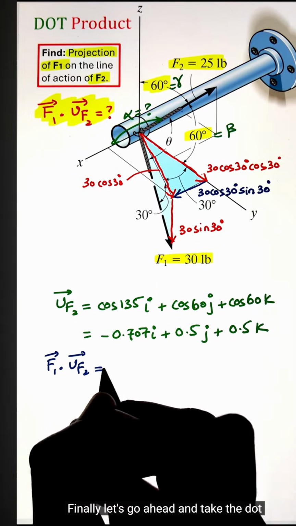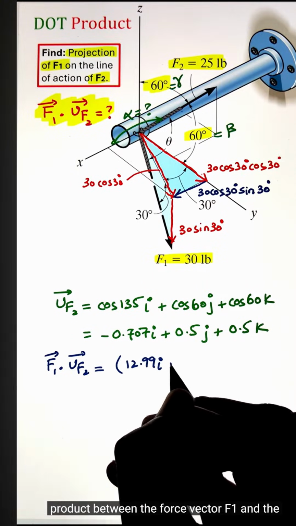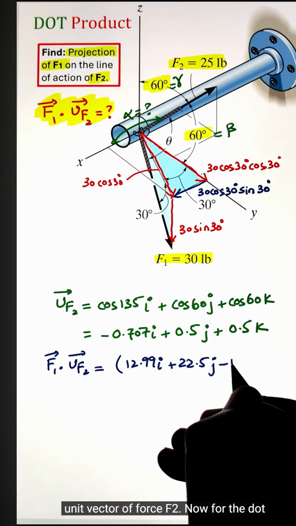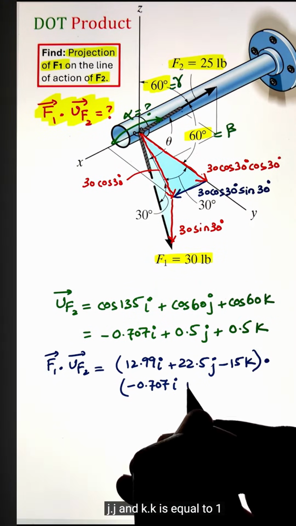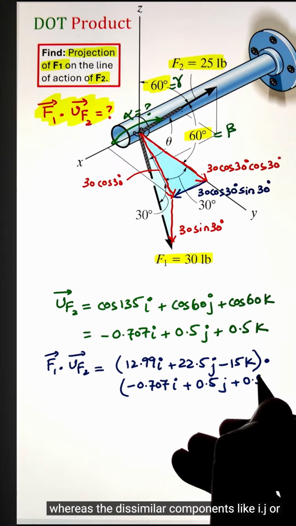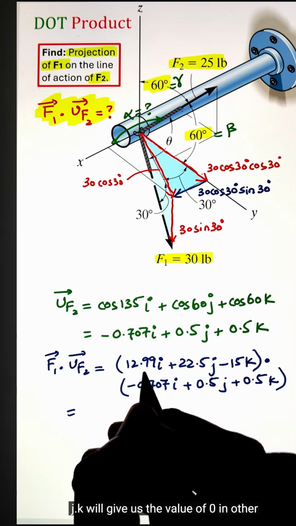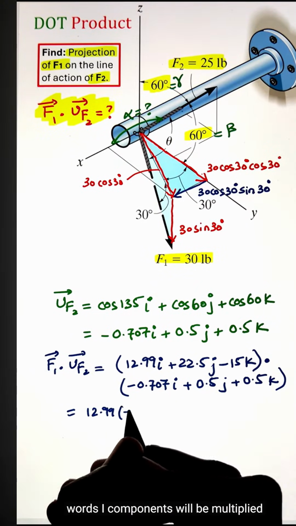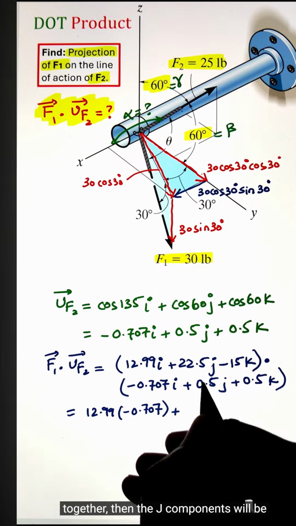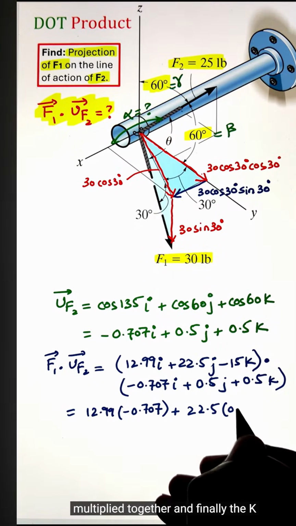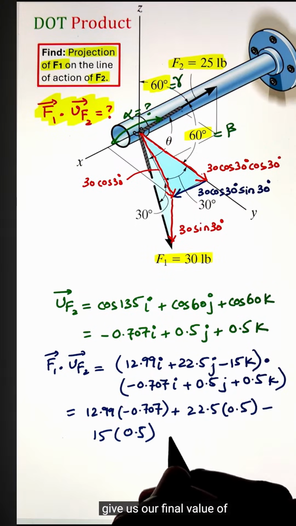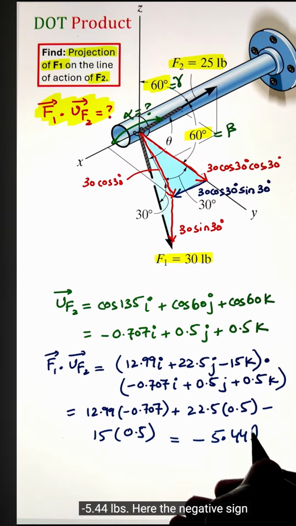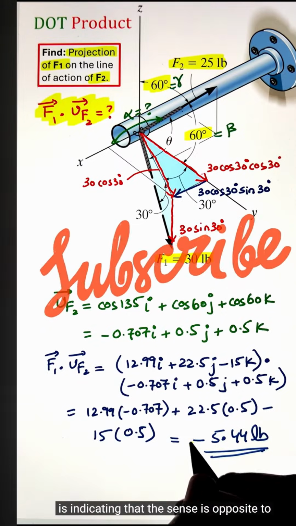Finally, let's go ahead and take the dot product between the force vector F1 and the unit vector of force F2. Now for the dot product, we know that I dot I, J dot J, and K dot K is equal to 1, whereas the dissimilar components like I dot J or J dot K will give us the value of 0. In other words, the I components will be multiplied together, then the J components, and finally the K components. This gives us our final value of negative 5.44 pounds. Here the negative sign is indicating that the sense is opposite to the direction of force vector F2.